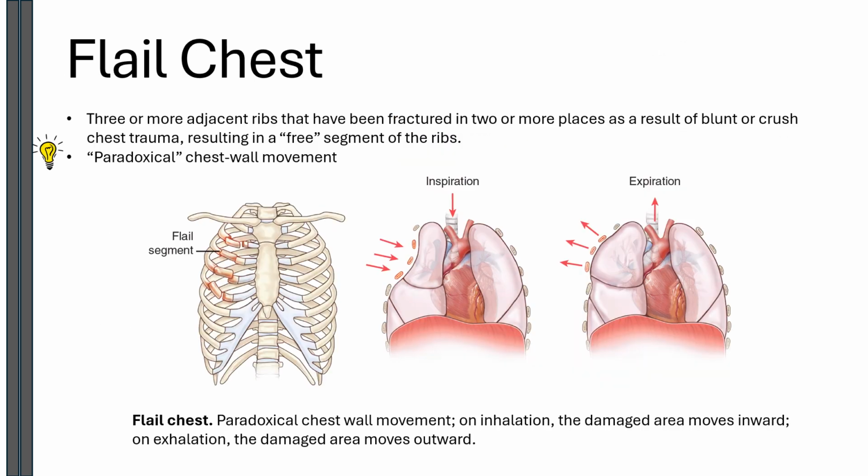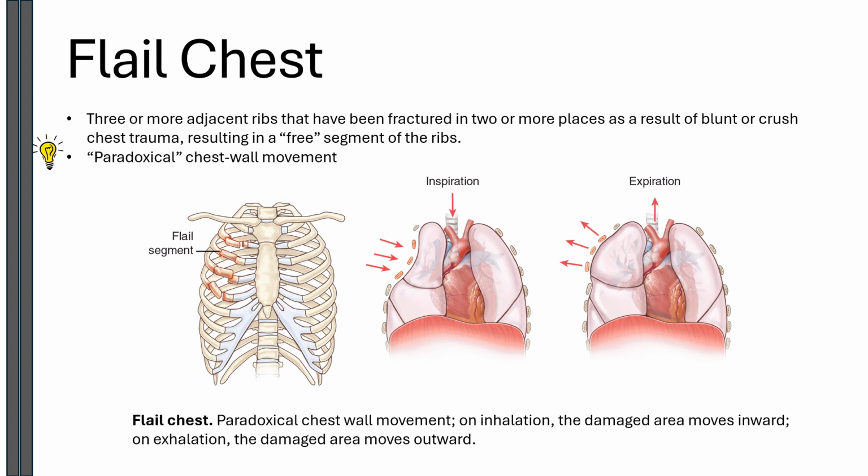Flail chest. So when 3 or more adjacent ribs have been fractured in 2 or more places, could be from a blunt or crushed trauma, and it results in free segment of the ribs. So our lungs function optimally with an intact rib cage. So if your rib cage is not intact, then you're going to have that negative pressure affected. We need that support in order for our lungs to expand and deflate how it should.